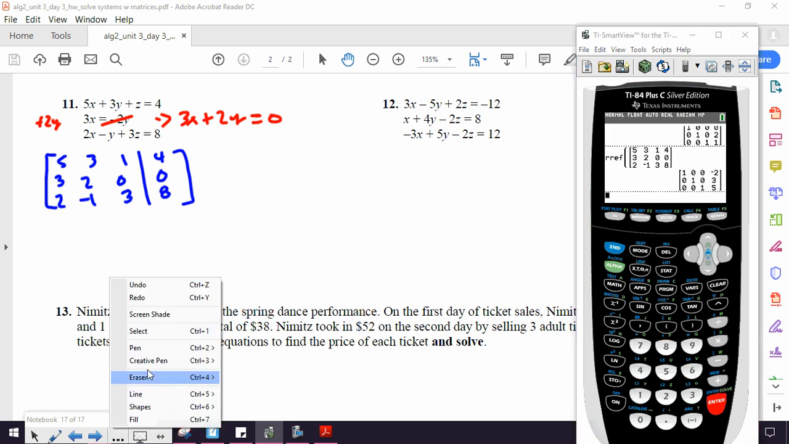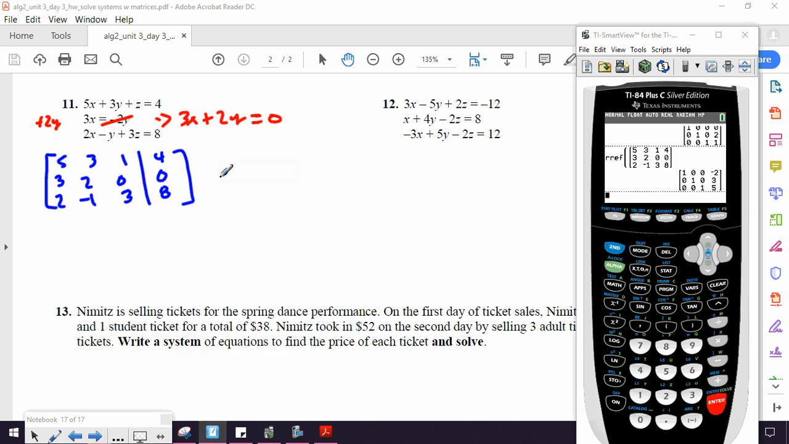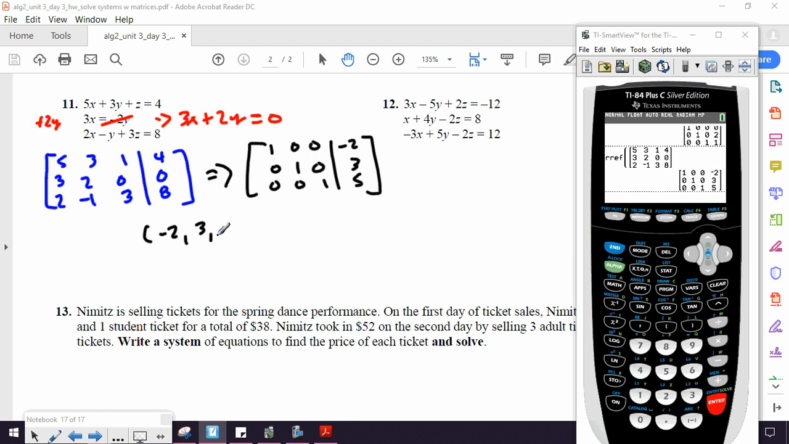So my output is 1, 0, 0, -2, 0, 1, 0, 3, 0, 0, 1, 5. So I have my identity matrix on the left. Great. The solution is -2, 3, 5.